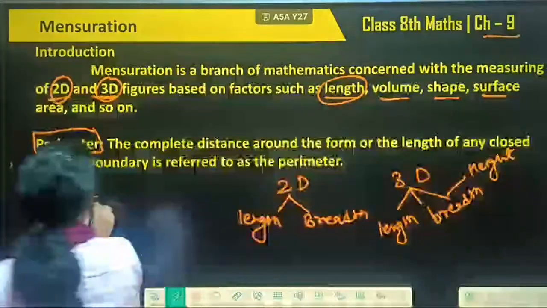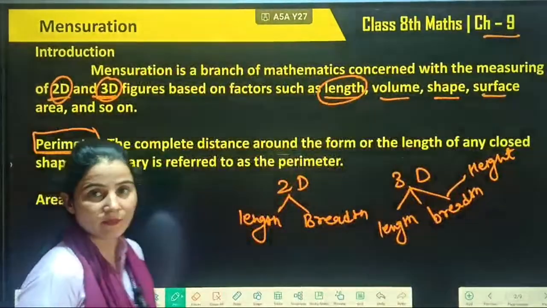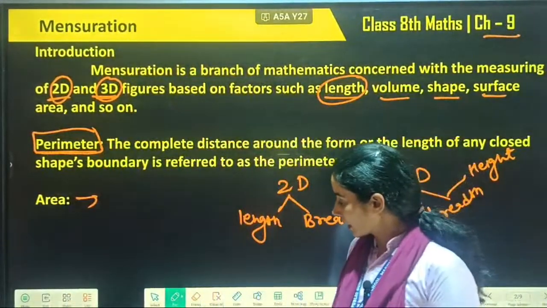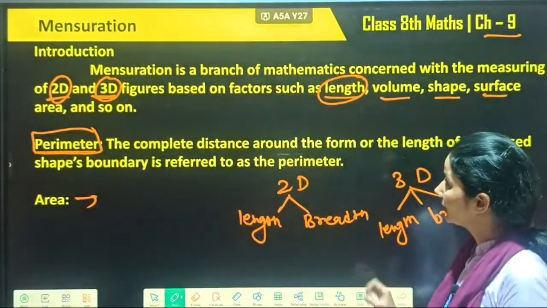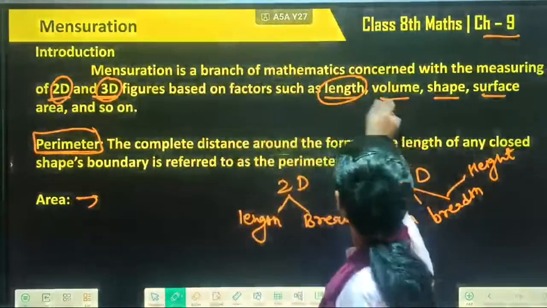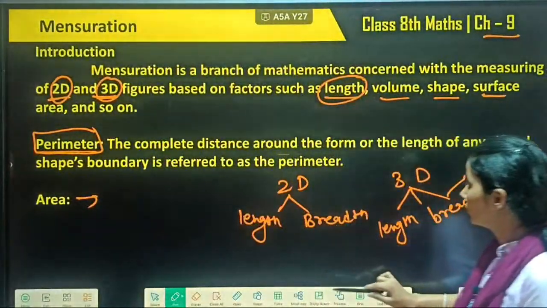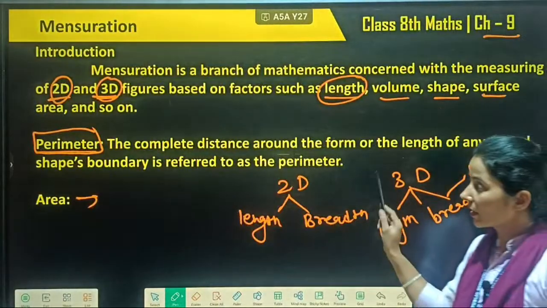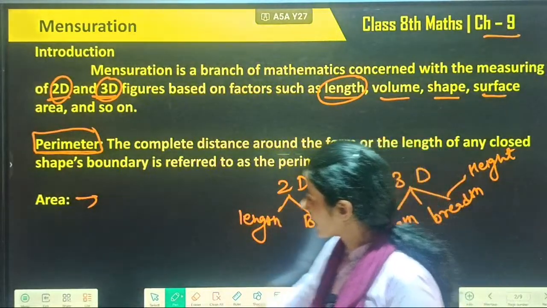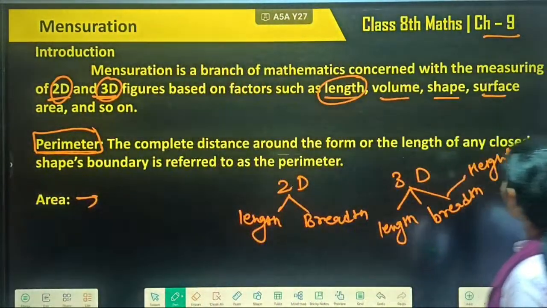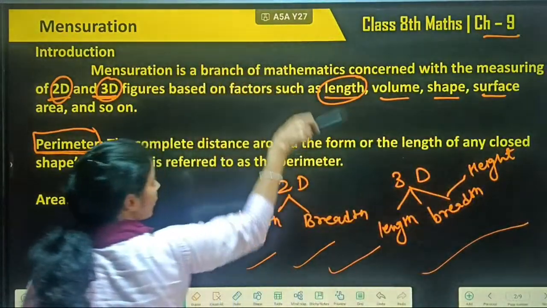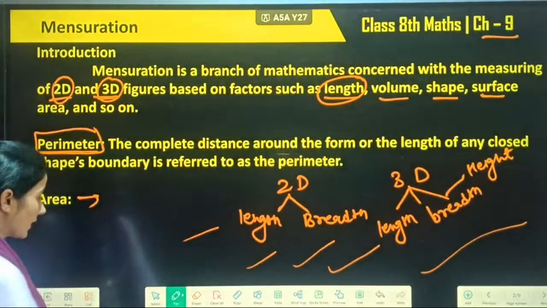Next term is area. What is area? Region enclosed by a closed figure, or region bounded by a closed figure. Take an example of this board only. These are the boundaries of this board, and this surface is visible to you. This is the region, and this is called the area of this board. The region enclosed by a closed figure is called its area.